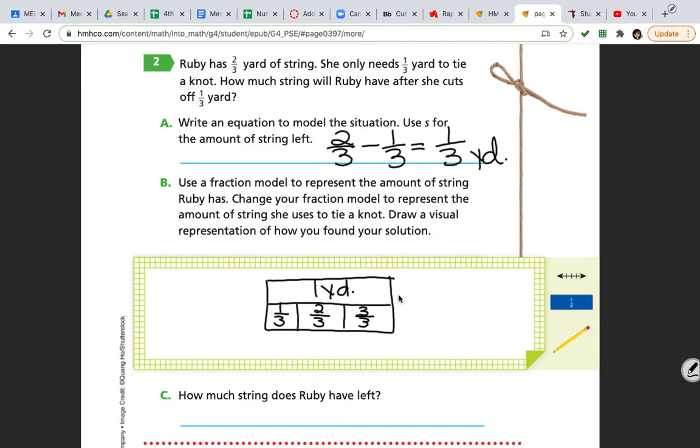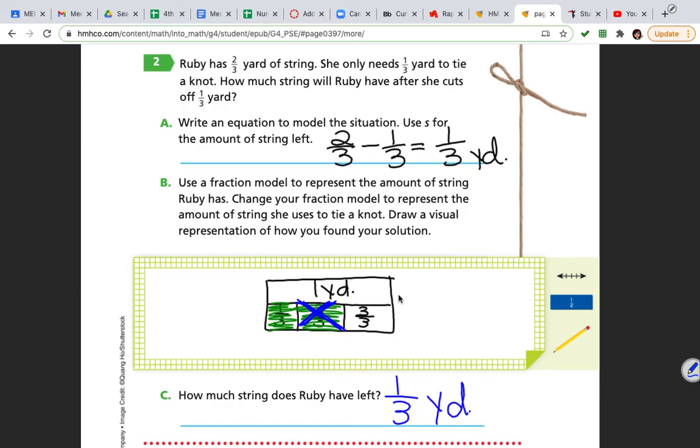Alright, use a fraction model to represent the amount of string Ruby has. Change your fraction model to represent the amount of string she uses to tie a knot. Draw a visual representation of how you found the solution. So I kind of already drew this. We're doing the same thing. So if Ruby has 2/3 yards, we're going to shade in 1/3 and 2/3. And how much does she need? She needs 1/3, so we're going to X it out. And then it shows us what's left. So it says, how much string does Ruby have left? Well, Ruby has 1/3 left. So 1/3 yard is left.